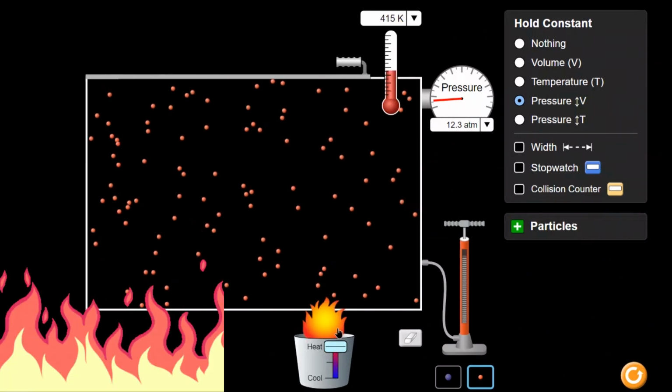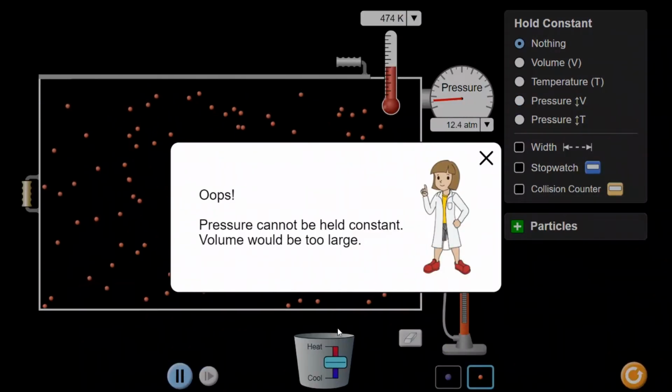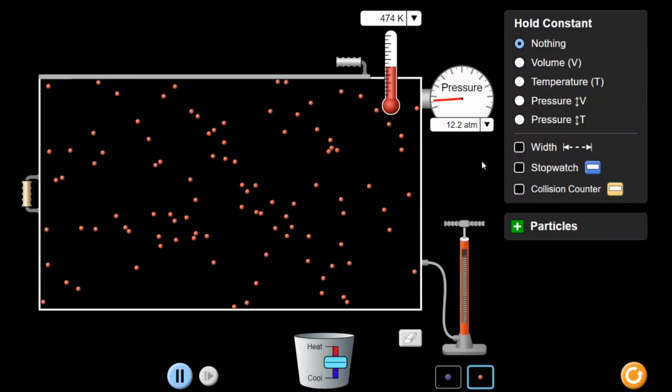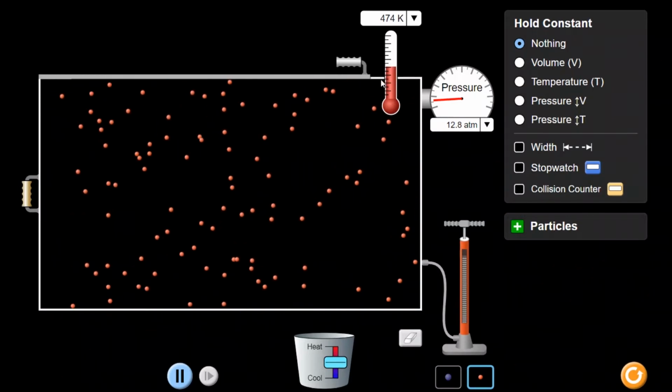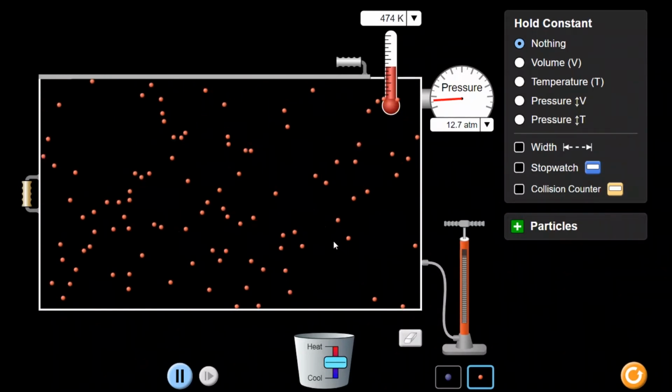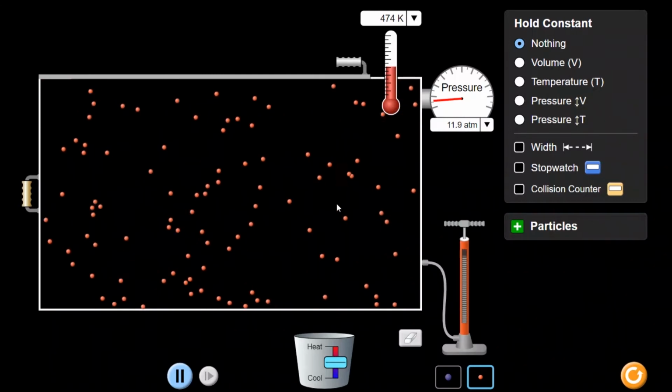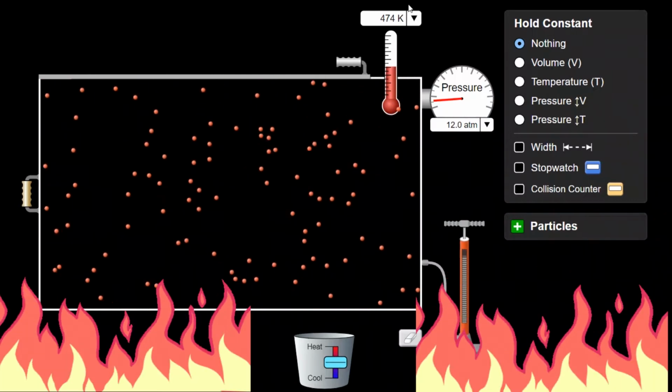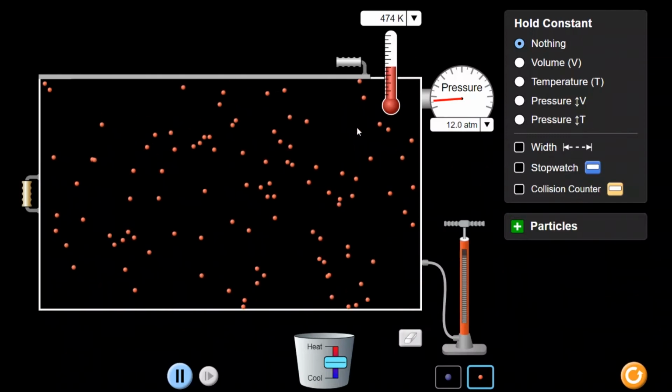All right, so if you notice, we were going to blow out the box, y'all. So if you notice, we went from 300 to 474 Kelvin, and the box expanded. The volume increased when the temperature increased. Okay, temperature increased, volume increased.